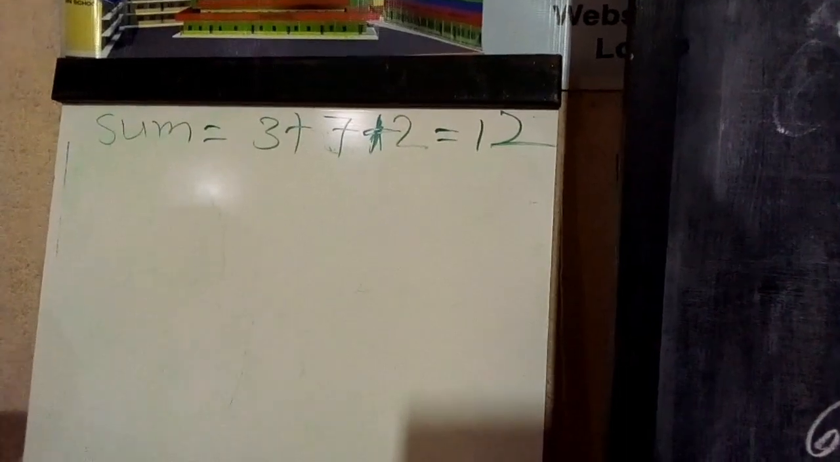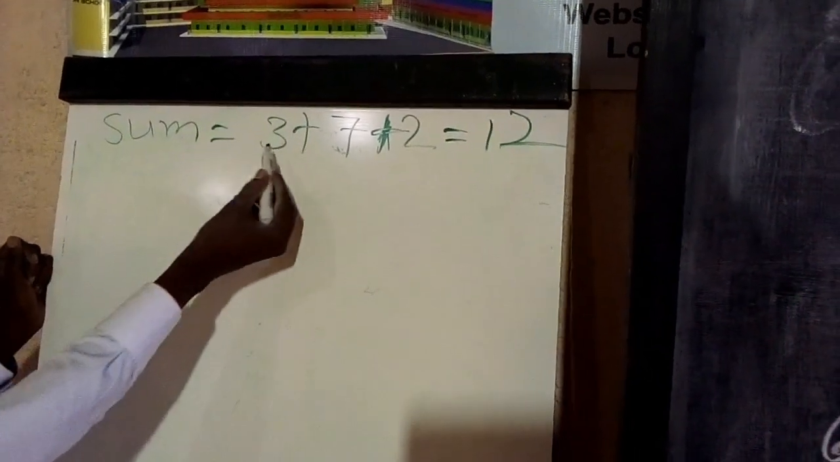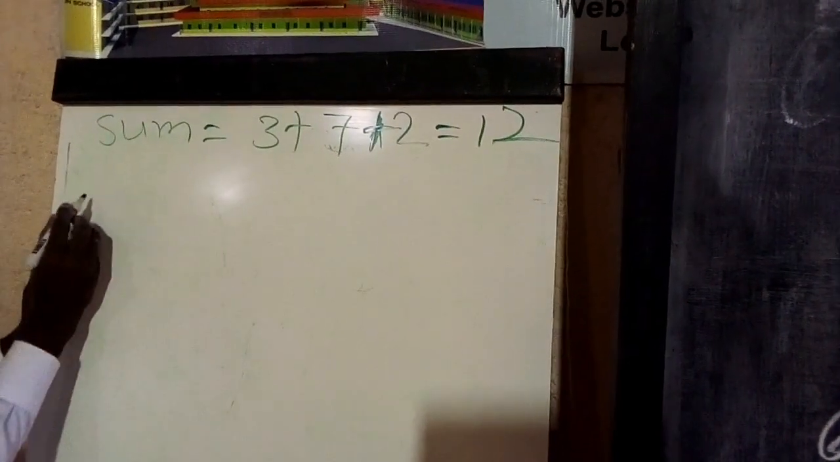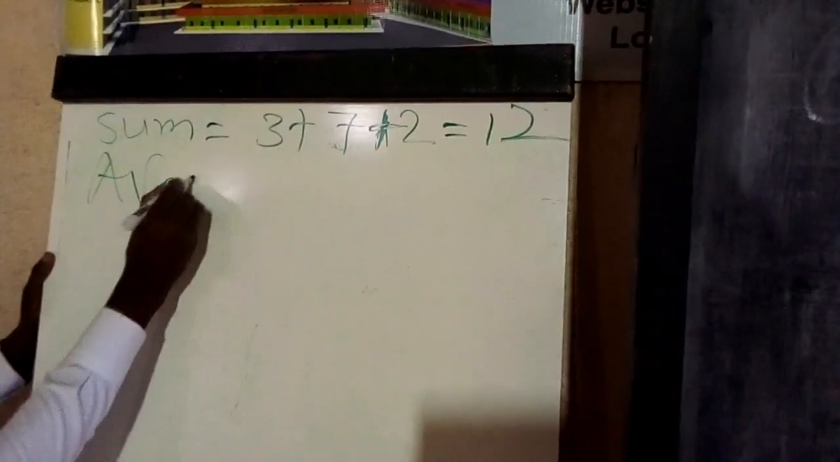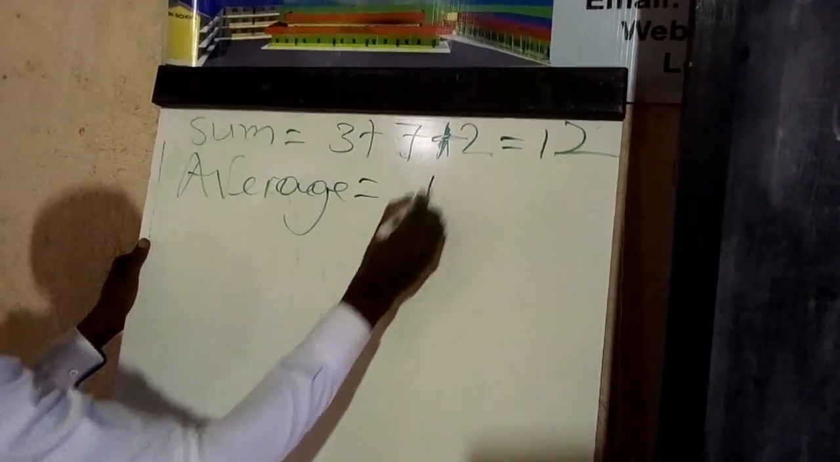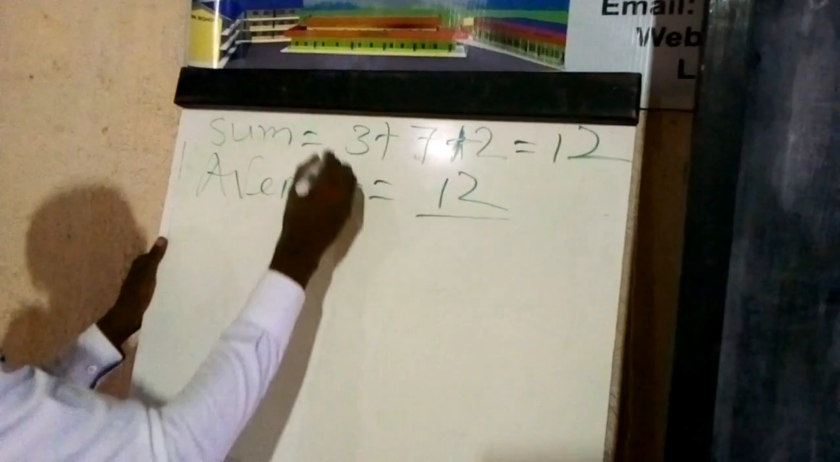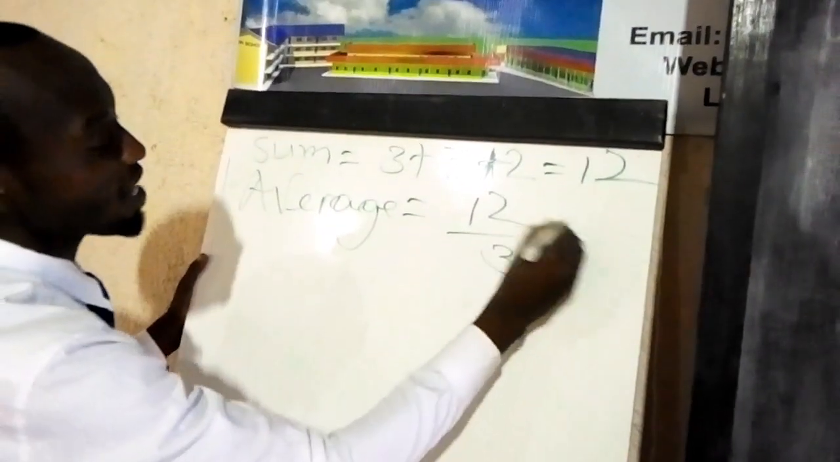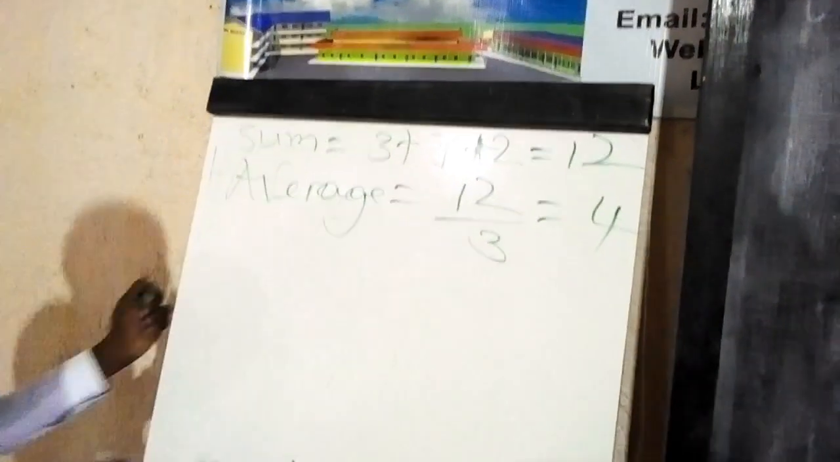How many items are there? We can count 1, 2, 3. We have 3 items. Now to find an average, it is equal to the sum of items divided by the number of items, which is 3. Then the answer I get is 4.